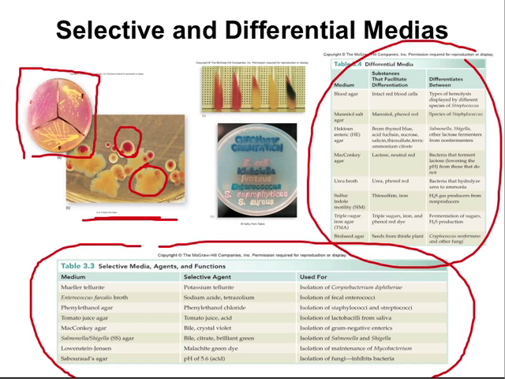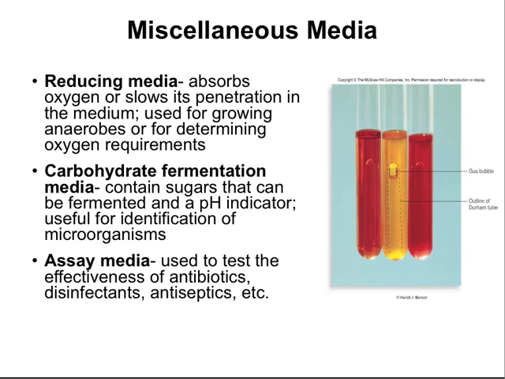Here's another great example when we look at chrome agar. Chrome agar is designed for culturing the most common urinary pathogens. It's a differential media. You can see in this example, cultures of specific bacteria have been streaked to spell their own names. Now, we're still under the functional categories. There's a few other miscellaneous ones here. We have reducing medias. Reducing medias absorb oxygen or slow its penetration in the medium. These are used for growing anaerobes or for determining oxygen requirements.